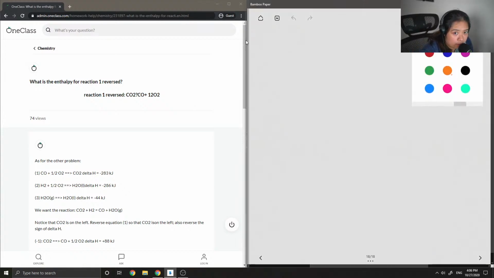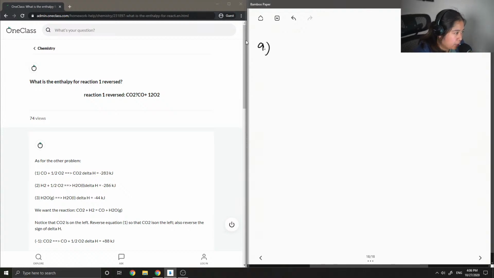Okay, so now we are moving on to question number 9. What is the enthalpy for reaction 1 reversed? Where reaction 1 reversed is this: carbon dioxide makes carbon monoxide plus, I don't think that's a 12, I think it's like a half of an O2. Makes more sense.